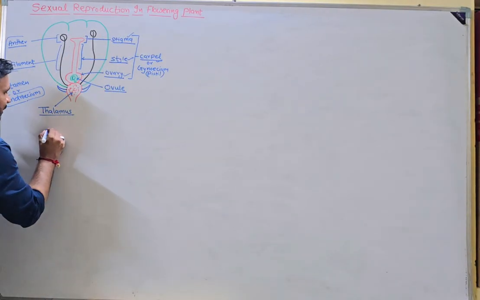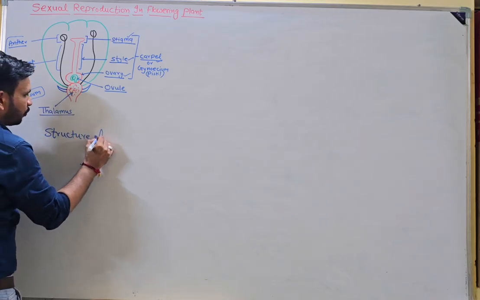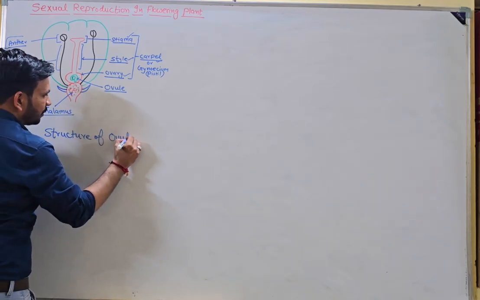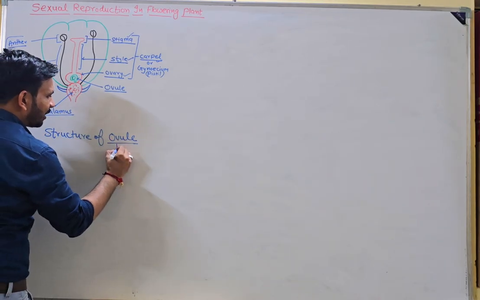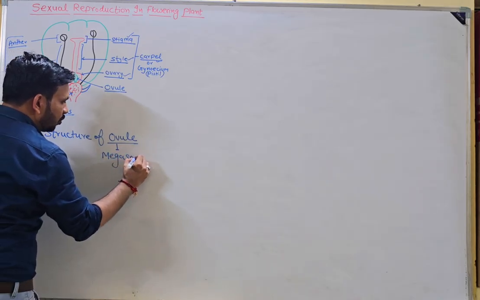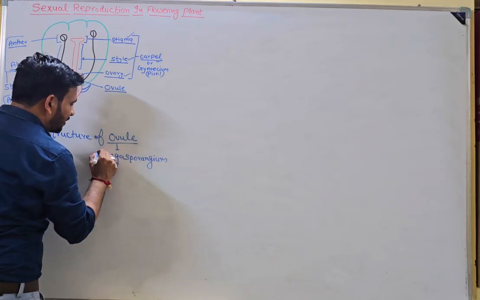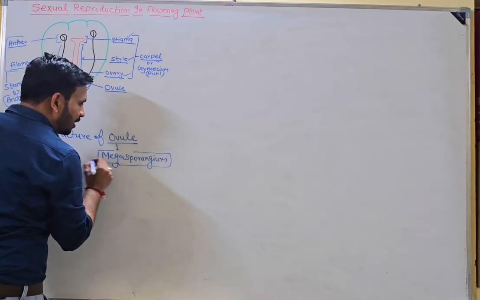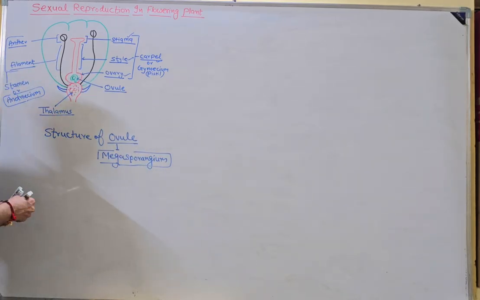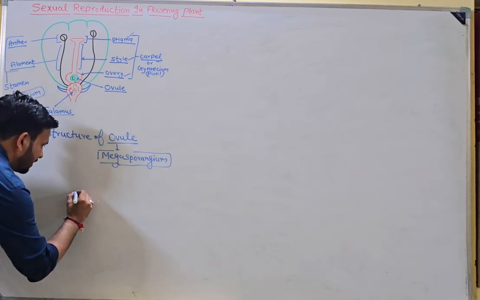Now here I will write the structure of ovule, or what else can we call it? We can call it megasporangium. What is that structure, the ovule, called? Megasporangium. Okay, now how does this megasporangium look and what are the parts? Let's discuss that.